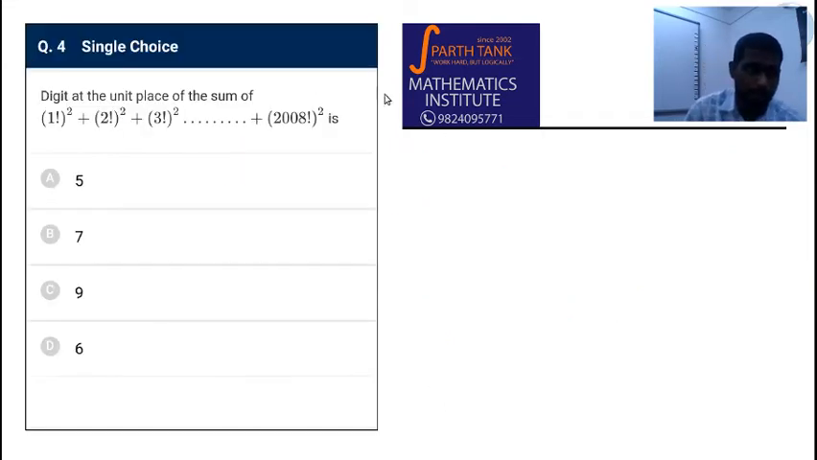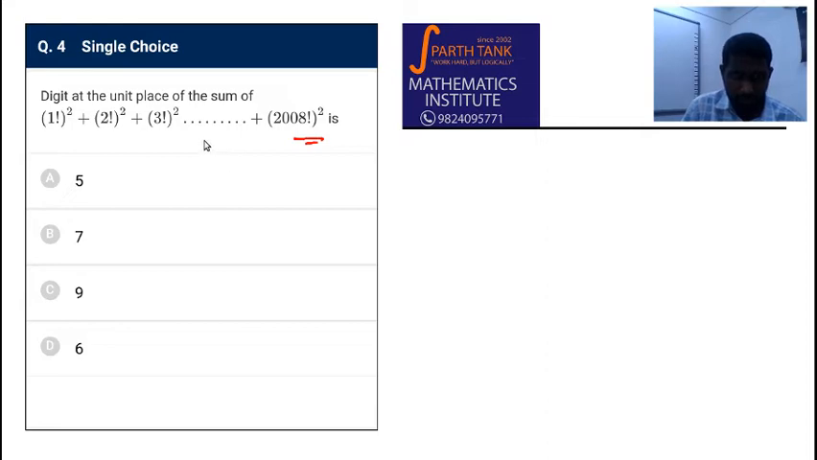Question number 4. Now this is an interesting problem. The digit at the units place of the sum of 1 factorial square plus 2 factorial square plus 3 factorial square plus 4 factorial square plus 5 factorial square up to 2008 factorial square, or that number can even be large. Now how to calculate this? It was factorial and square, and obviously there is no way we are going to add up and check and all. So the answer lies in this trick.